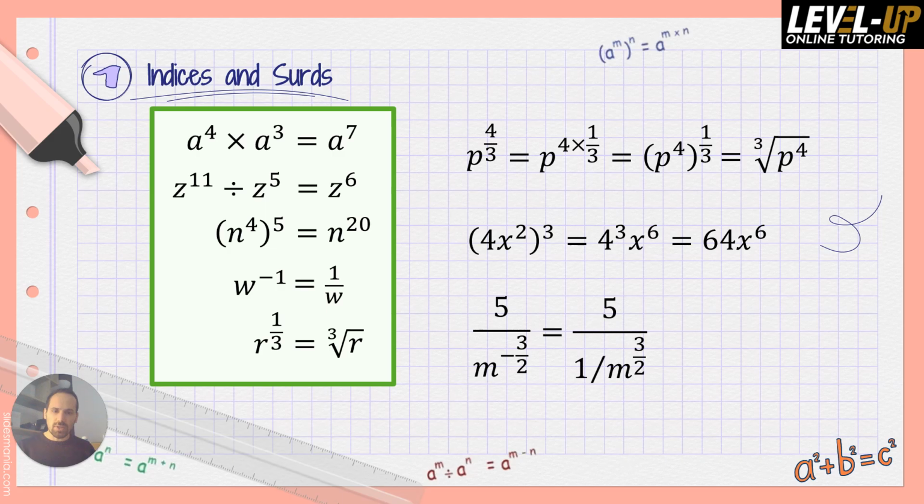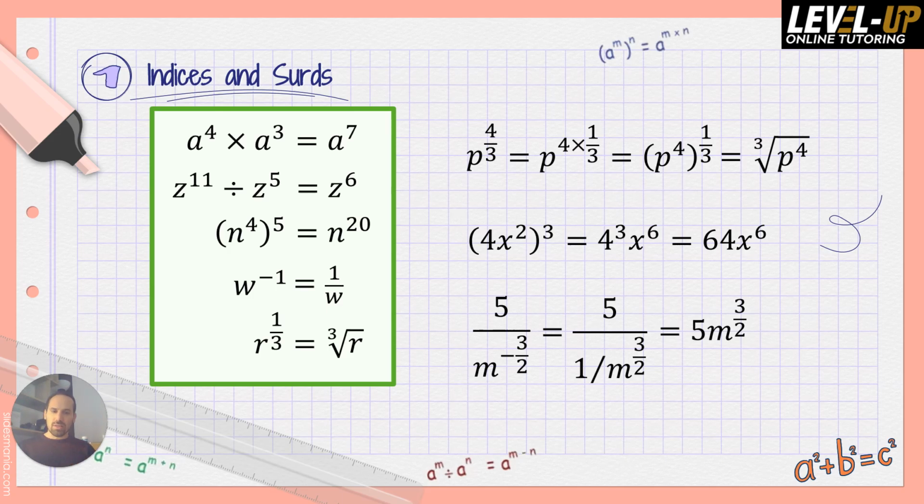Well, we'll break it down. First of all, that m to the power minus 3 over 2 is basically 1 over m to the 3 over 2. Now, we're dividing by a fraction. We saw in our proportions lesson that we can do that, can't we? Dividing by a fraction is essentially the same thing as timesing by the reciprocal of that fraction.